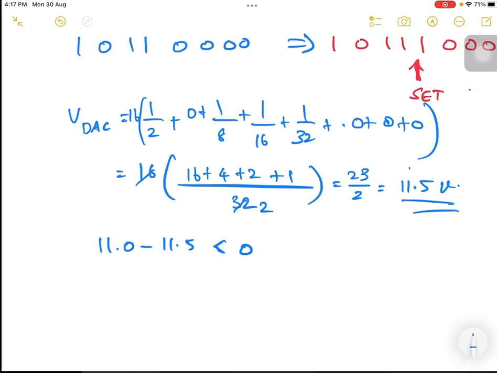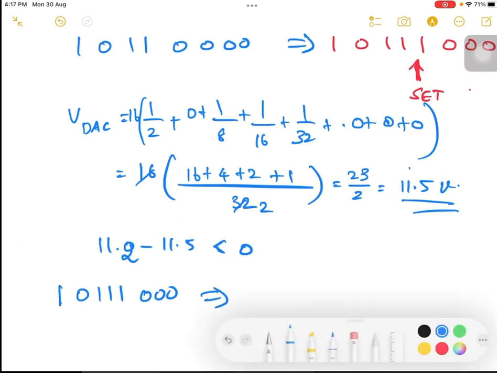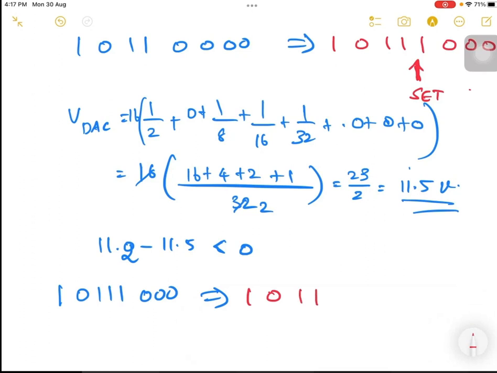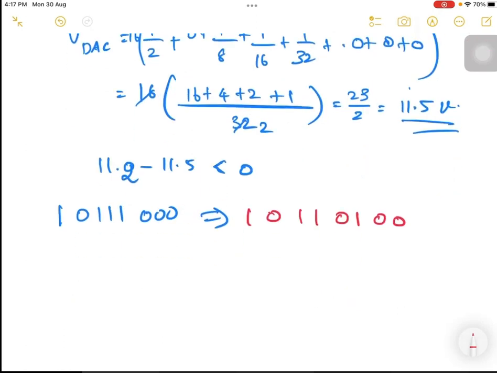So less than, so 11.2 here. 11.2 minus 11.5 is less than 0. Okay, so in that case what you have to do is 10111000 will be converted to, let me use another color, 1011, the current bit, make it reset, and the next bit make it 1, and then you make the others zeros. Okay, so now in that case what happens, this is set and this is reset because it is less than 0.